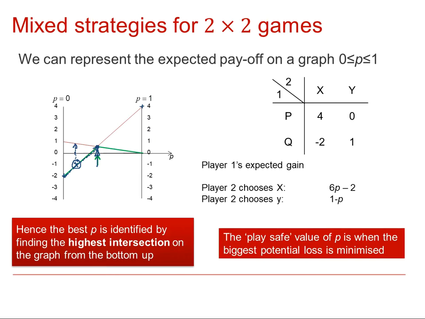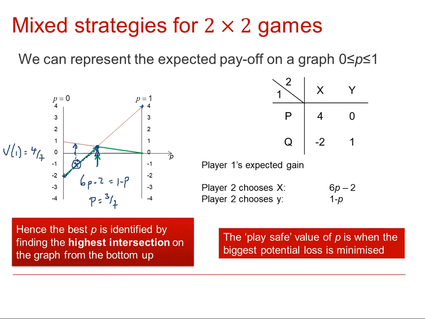This point is the intersection of the two lines, so therefore we have that 6p minus 2 must be equal to 1 minus p, and therefore we get that 7p equals 3, p equals 3 over 7. The value of the gain, once we've got p equal to 3 over 7, we can simply substitute that into either of the lines. So using the line 1 minus p would give us a value to player 1 of being 4 over 7. So simply substituting the value 3 over 7.